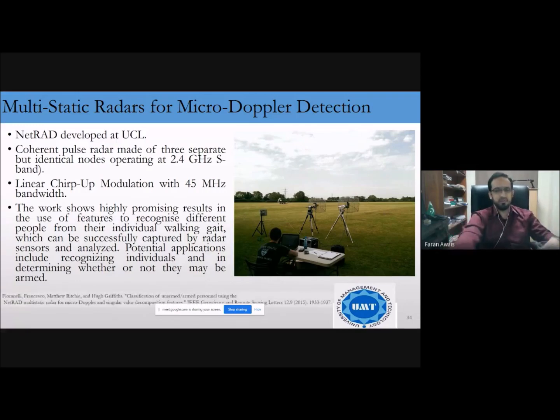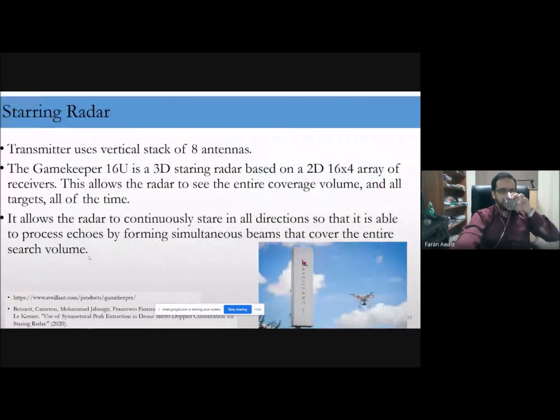One example from the industry is a steering radar. I've also seen that radar back in 2019 at Cambridge, UK, at the Aveillant company, right? They use a transmitter that uses a vertical stack of 8 antennas. So Aveillant's holographic technology is proving to be very effective, and it is being used for detecting small drones.